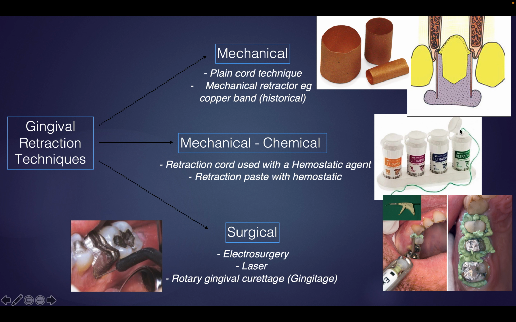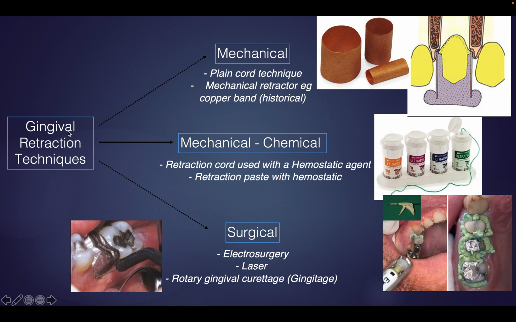Now if you add a hemostatic agent to this cord, this material will have a chemical effect where it will shrink the gingiva and make it smaller in size, so it will push it away because of that, and that's chemical. And the presence of the cord itself will push again mechanically. So chemomechanical retraction is using both. One example is retraction cord with hemostatic agent. Retraction paste with hemostatic agent is another example.